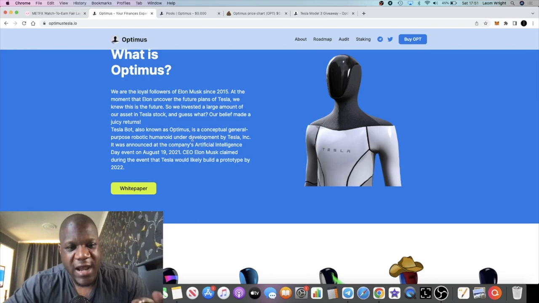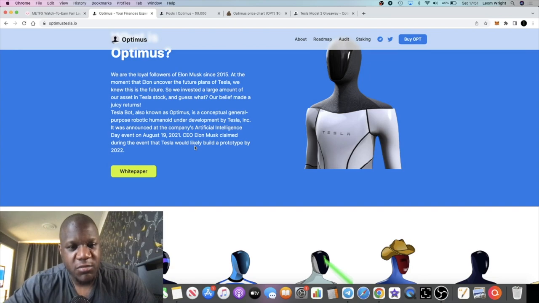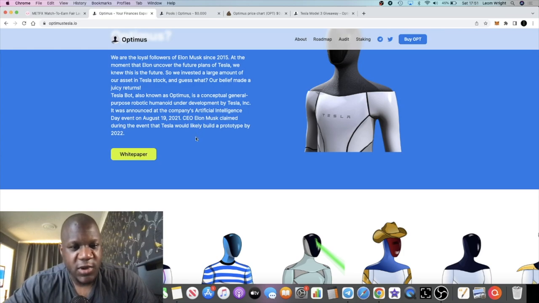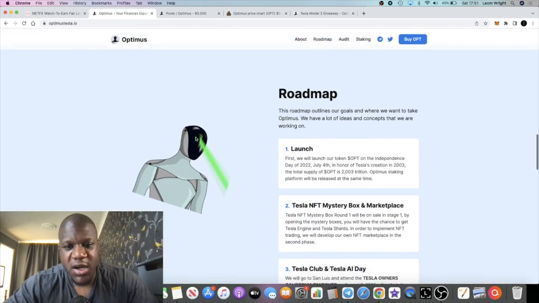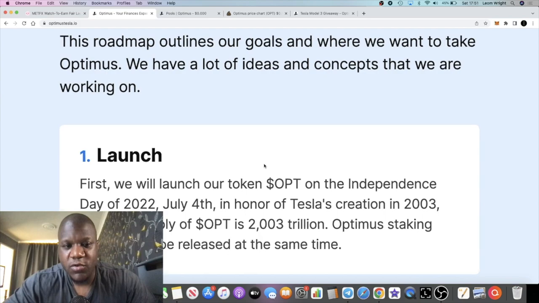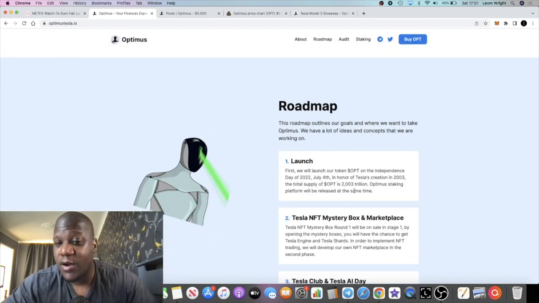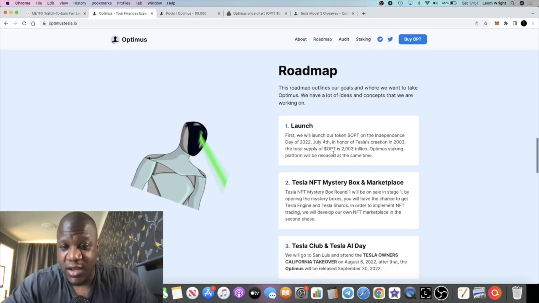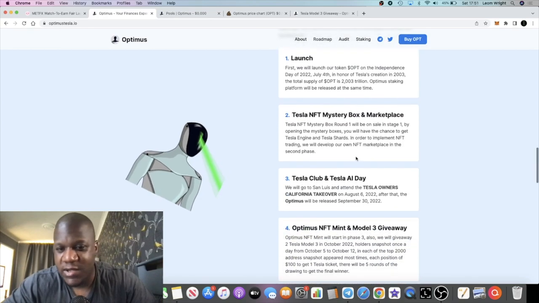Tesla bot, also known as Optimus, is a conceptual, general-purpose robotic humanoid under development by Tesla Inc. It was announced at the company's Artificial Intelligence Day on August 19, 2021. Elon Musk claimed during that event that Tesla would like to build a prototype by 2022. Of course, we know that the token is already launched. It launched on July the 4th, which is Independence Day, in honor of Tesla's creation in 2003. Total supply, some of the tokenomics here, 2.003 trillion. Optimus staking platform will be released. We know that's already released.